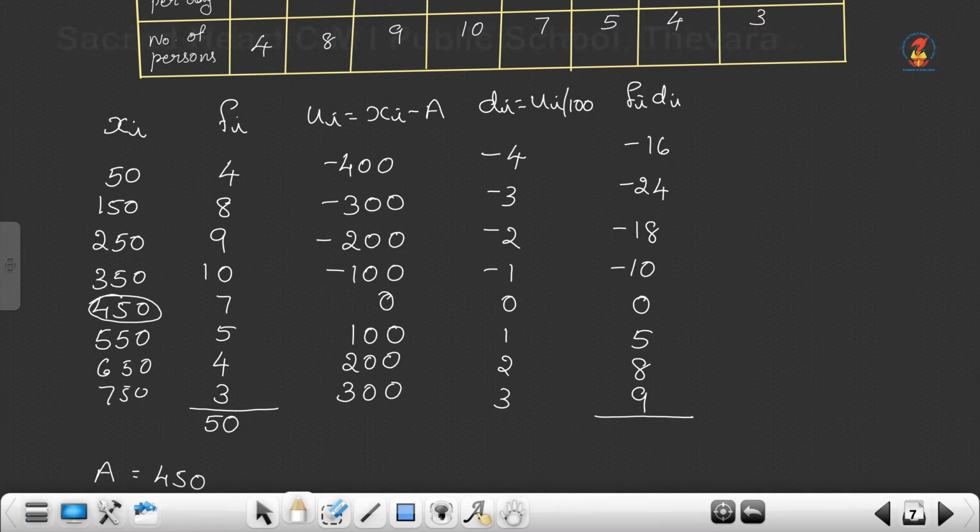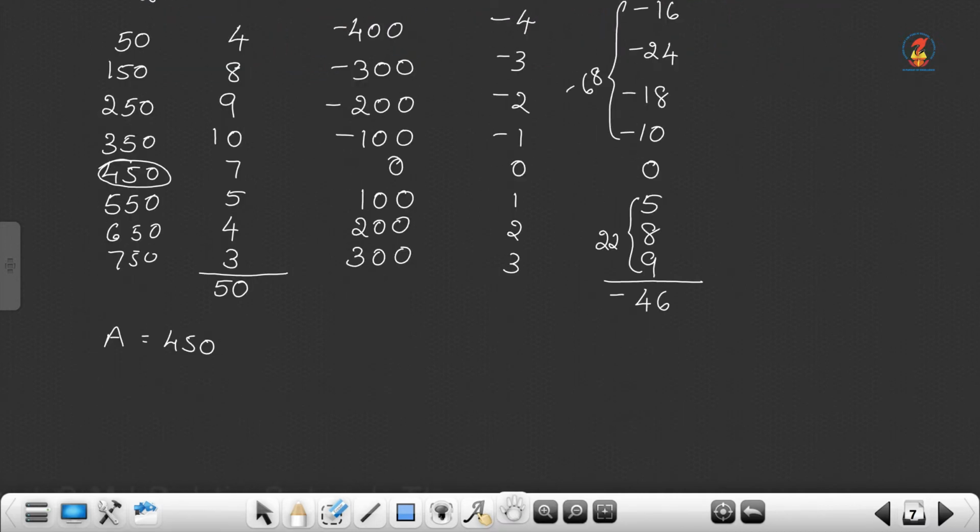Now here we have to find the sum of fi di. 4 are negative, 3 are positive. So find the sum separately. 5 plus 8 is 13, 13 plus 9 is 22. Okay. So this sum is 22. And what about the negatives sum? 16, 24, 18, 10, which gives minus 68. So 22 minus 68 we get minus 46. That is the sum of fi di.